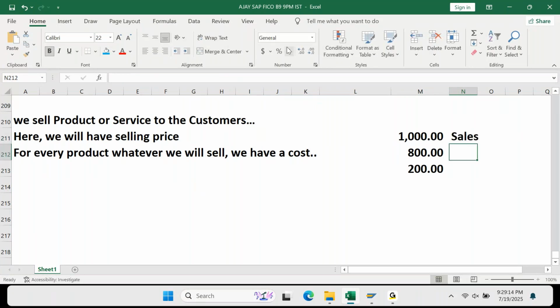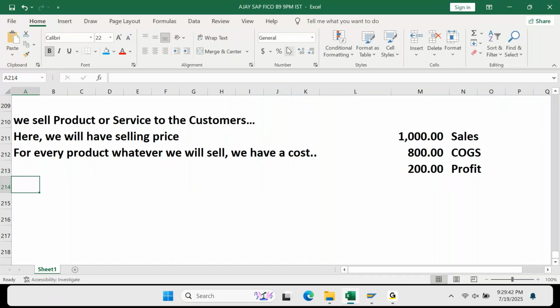This I say is the selling price, or sales. This I'll call cost, COGS. COGS means cost of goods sold. And then you are getting a profit. Is this 200 calculation clear? Clear, right? For everybody, the 200 calculation.